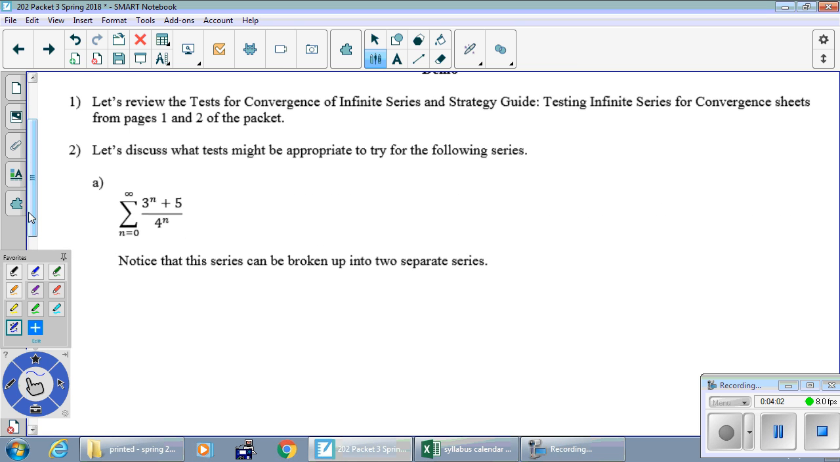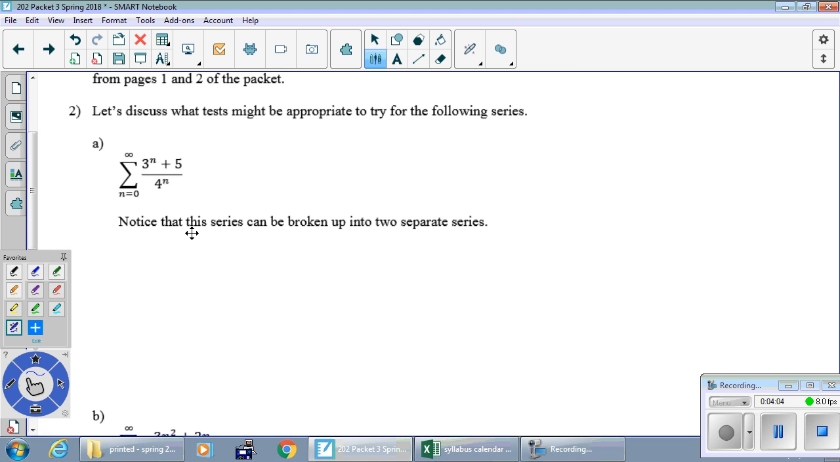Okay, so let's take a look at number 2 here. It says, let's discuss what tests might be appropriate to try for the following series. We're not going to write out all the details of these tests, but just get a sense of what makes each test work. Which series scream this test over this other test. Okay, part A, summation of 3 to the n plus 5 over 4 to the n.